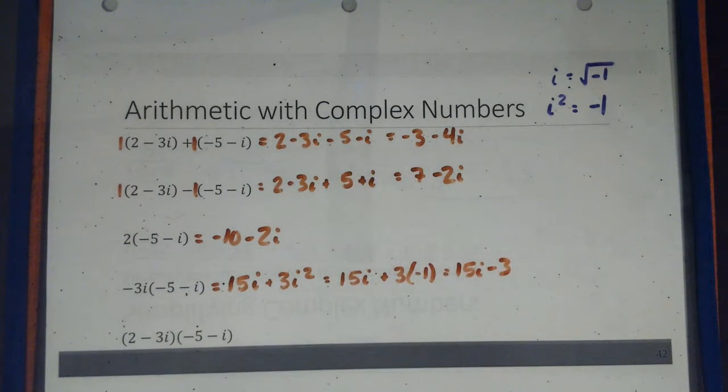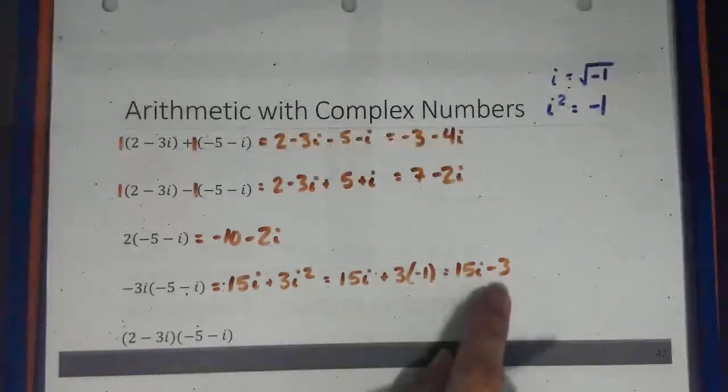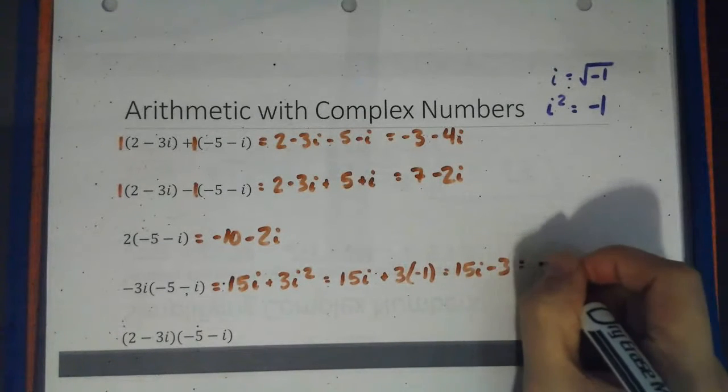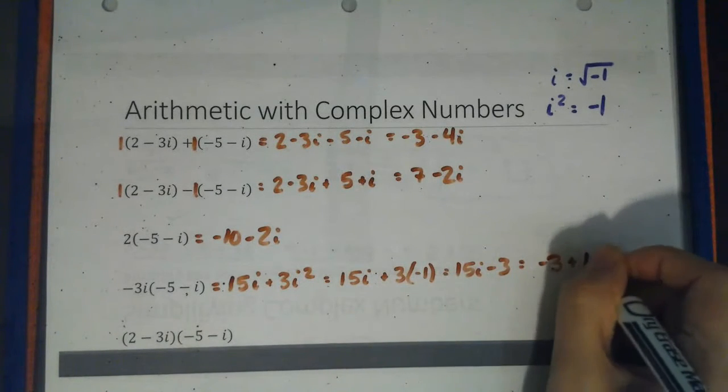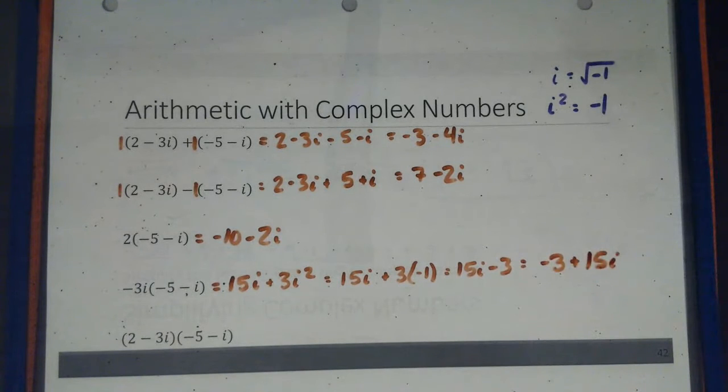Now we typically write our complex numbers with the real part in front, so I'm going to switch these so that the negative 3 comes first, then the positive 15i.